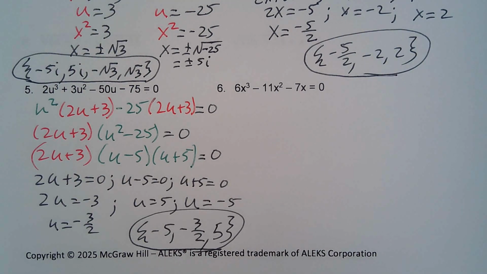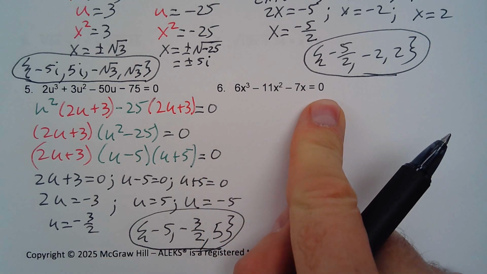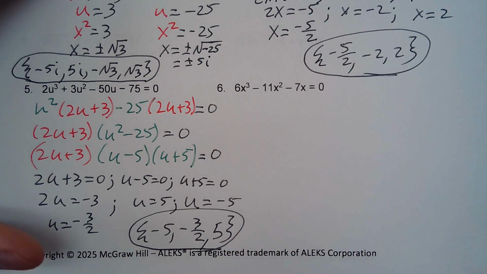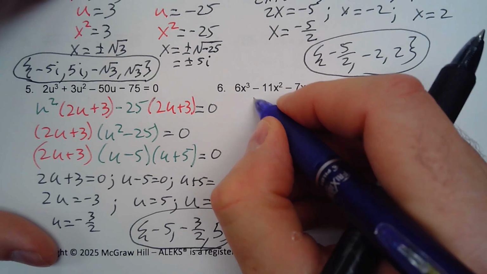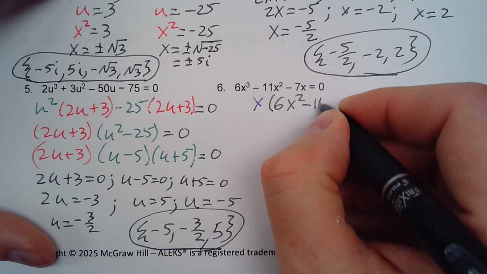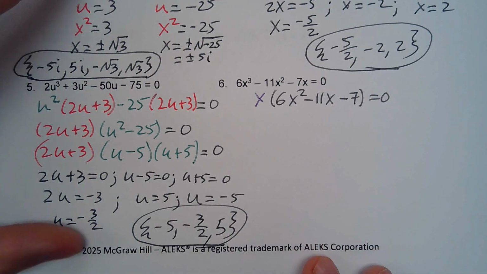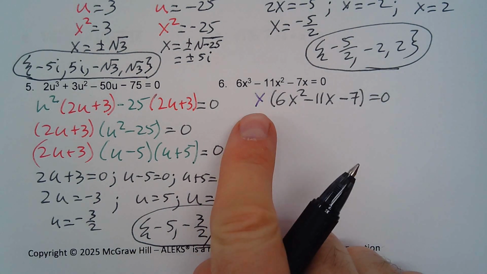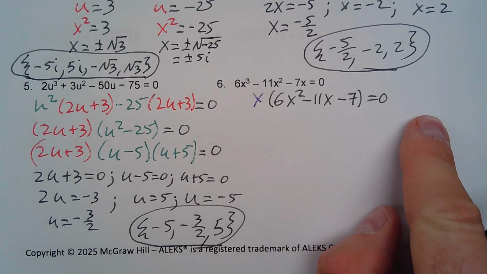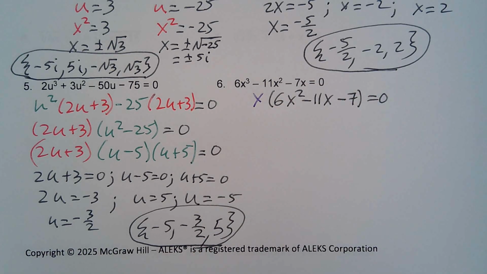Now let's take a look at this last one. Now it doesn't have 4 terms, so I can't do factor by grouping, but notice each of these terms has a common factor of x. So let's first factor out that common factor of x. So it gives me 6x squared minus 11x minus 7 equals 0. So we're already going to have one answer here, namely x equals 0. And then we need to solve this quadratic equation here to get the other two.